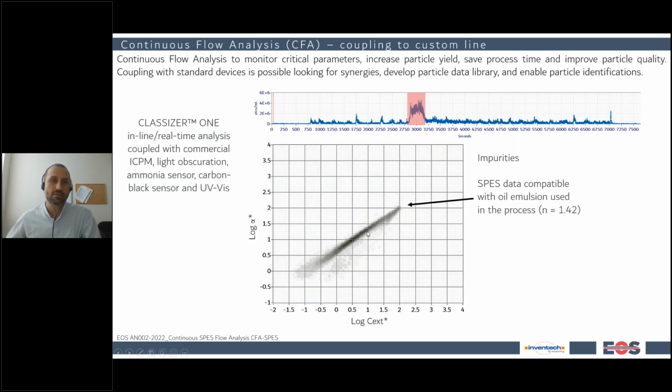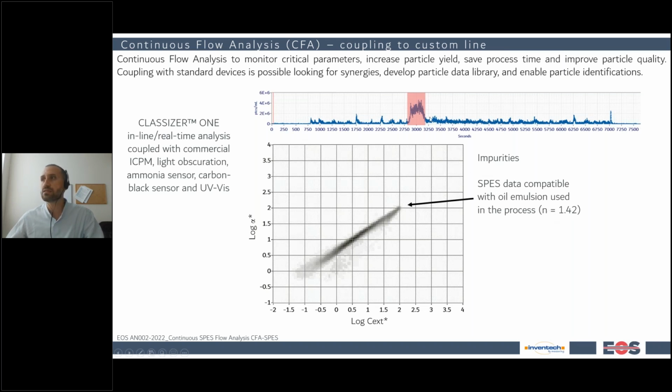We have to say that it is an emulsion of oil because from the shape of the clouds, this means that we have particles with very narrow optical properties, so precise spheres of the same material, with a polydisperse particle size distribution. This is typical of emulsions. And plus, we are able to estimate in an automatic way, judging from the position of this line, the refractive index of the material, which is compatible with the oil used during the process.